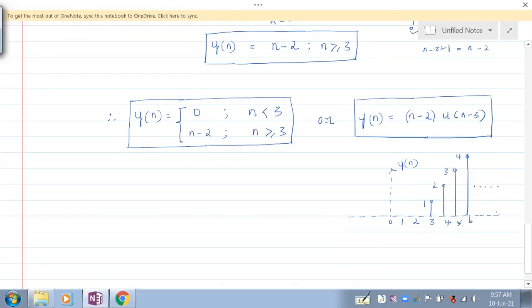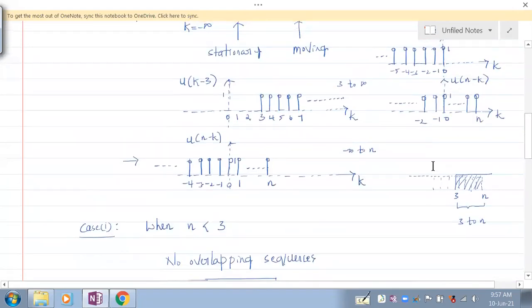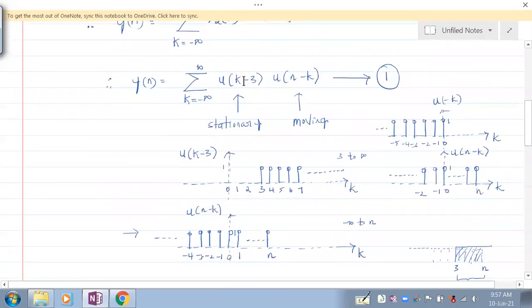Understand? So the output is with respect to n, but when we plot the signals inside the convolution sum equation, it's with respect to k that we need to draw. So u of n here is not the x-axis. u of minus k is the signal. u of n minus k is shifting u of minus k to the right by n positions. Understand that?